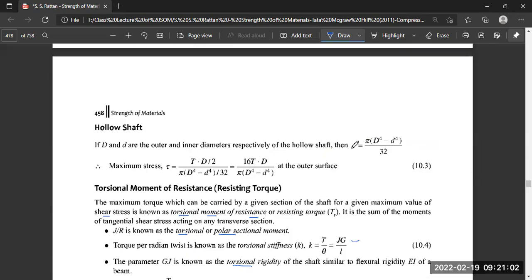For the hollow shaft, the polar moment of inertia is pi times capital D to the power 4 minus small d to the power 4, divided by 32, where capital D is the outer diameter of the bar and small d is the inner diameter of the bar. The maximum shear stress induced is given by 16 T capital D divided by pi times capital D to the power 4 minus small d to the power 4, where T is the torsional moment or torque acting over the bar, capital D is the outer diameter, and small d is the inner diameter.